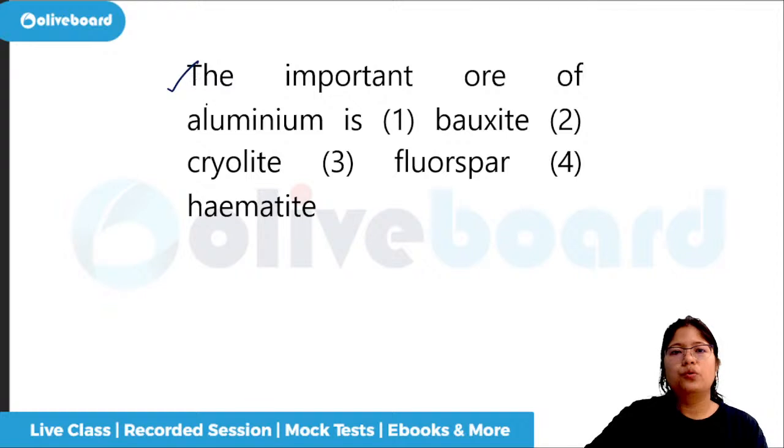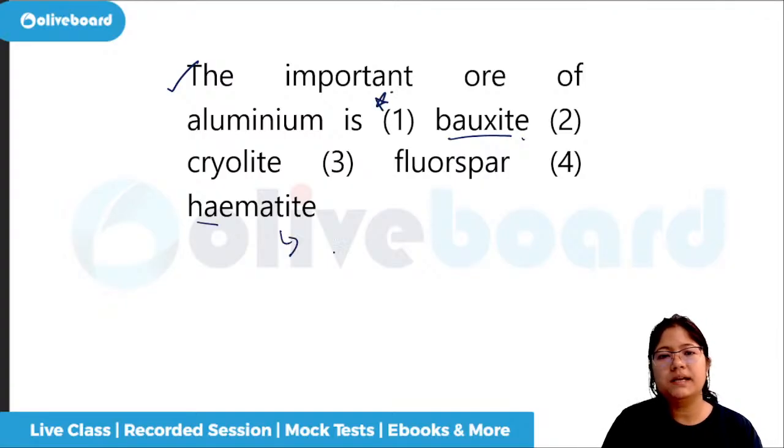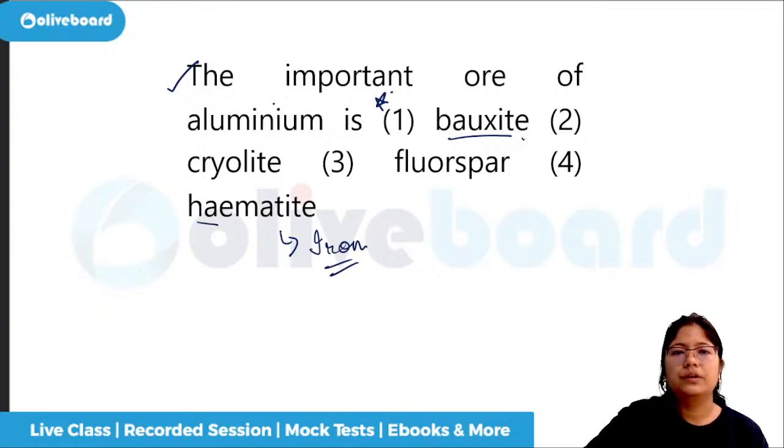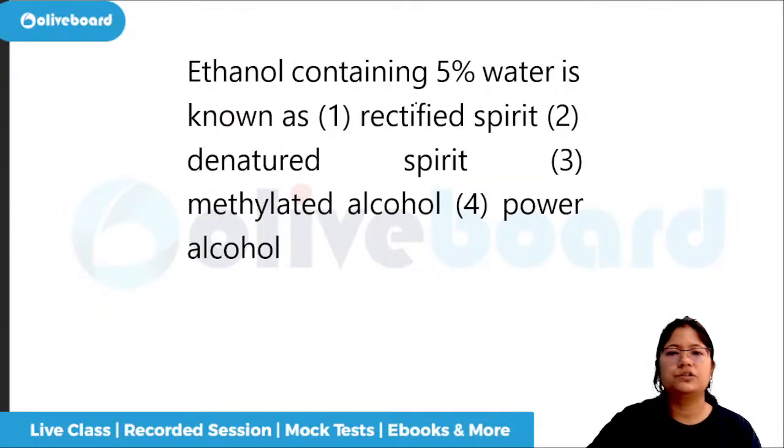The important ore of aluminium is, we all know, very common, bauxite is the ore of aluminium. All right. What about hematite? Hematite is the iron ore. So here the correct answer will be bauxite. Let us look at the next question.